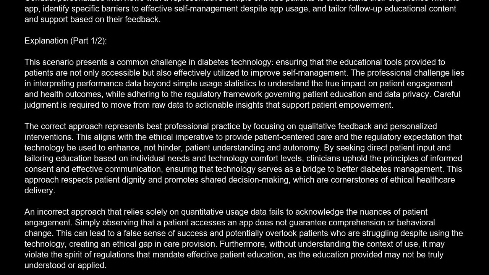An incorrect approach that relies solely on quantitative usage data fails to acknowledge the nuances of patient engagement. Simply observing that a patient accesses an app does not guarantee comprehension or behavioral change. This can lead to a false sense of success and potentially overlook patients who are struggling despite using the technology, creating an ethical gap in care provision. Furthermore, without understanding the context of use, it may violate the spirit of regulations that mandate effective patient education, as the education provided may not be truly understood or applied.